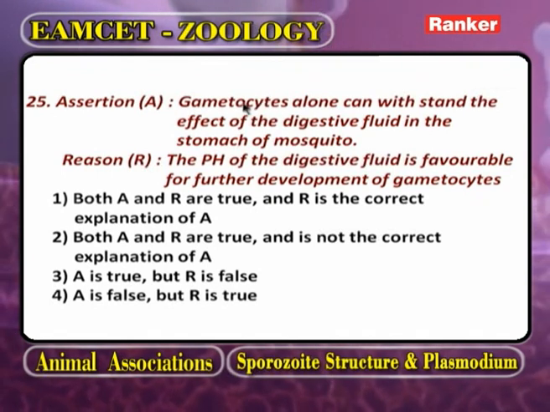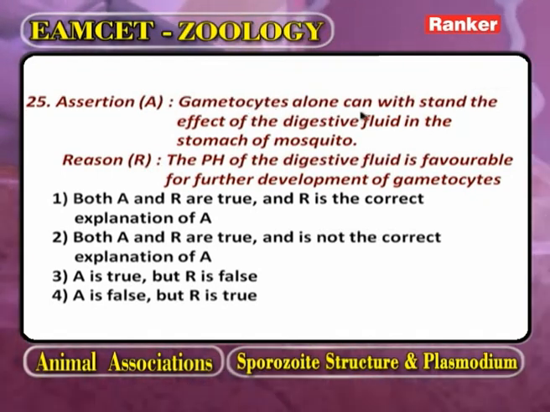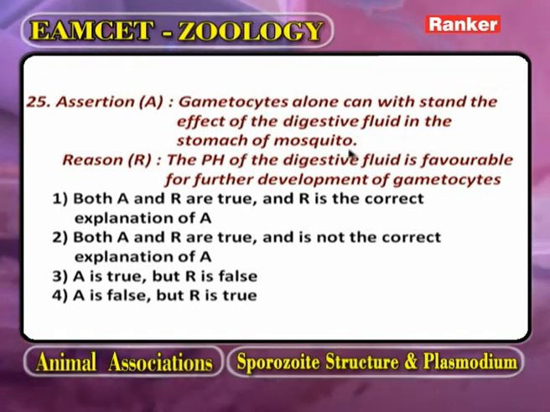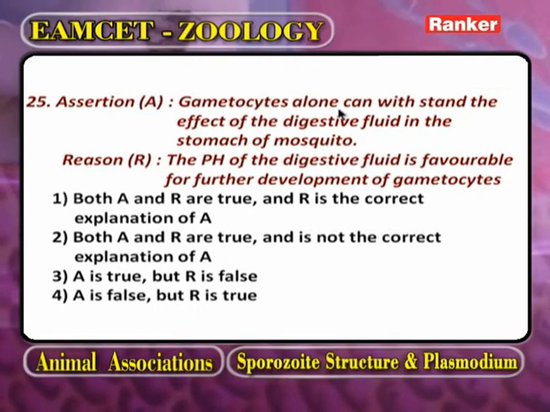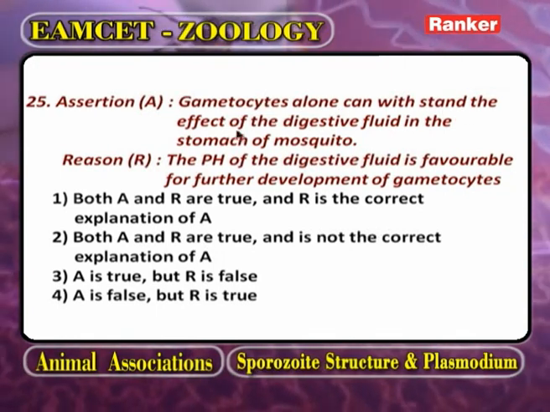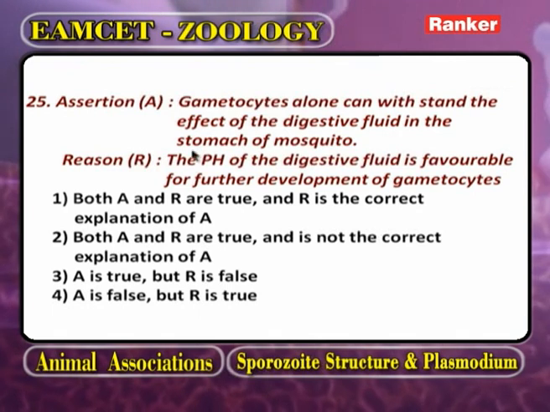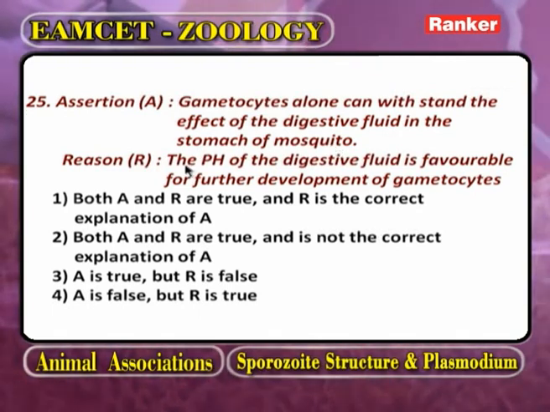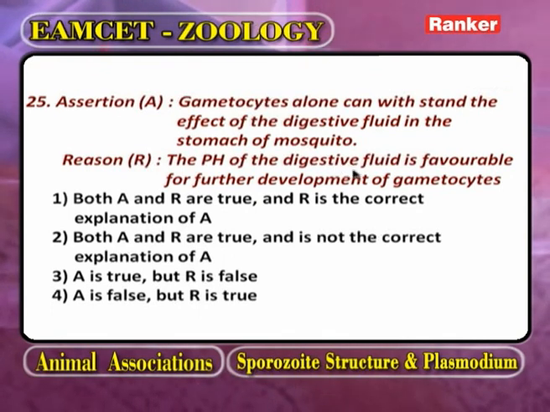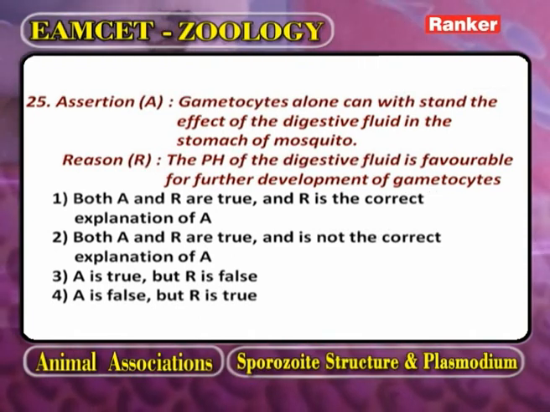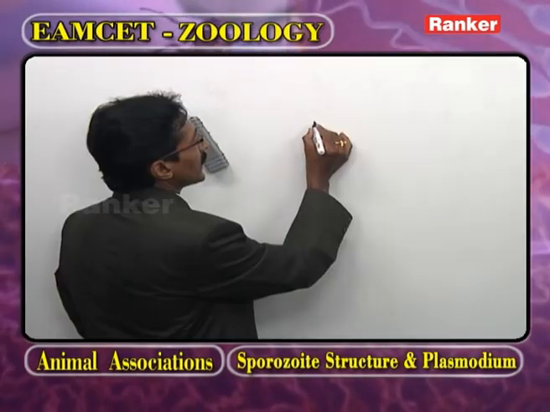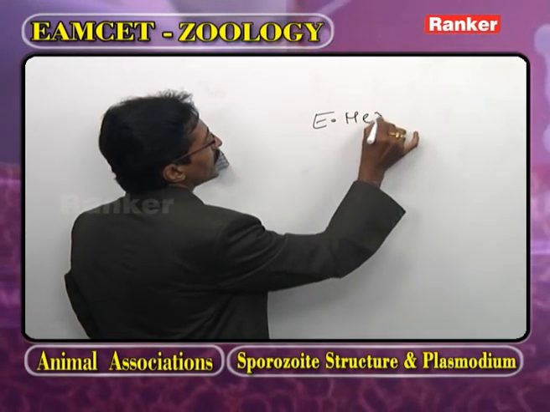Assertion: gametocytes alone can withstand the effects of the digestive fluids in the stomach of the mosquito. Again repeating, gametocytes alone can withstand the effect of digestive fluid in the stomach of the mosquito. Reason: the pH of digestive fluid is favorable for further development of gametocytes. Now, as we observe the Golgi cycle, after completing the Golgi cycle, we are getting erythrocytic merozoites.